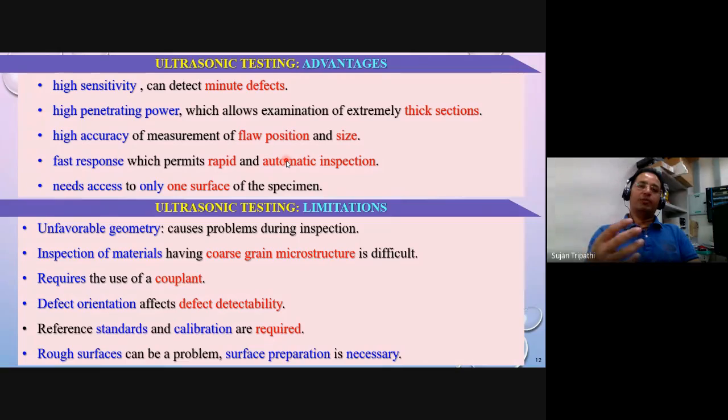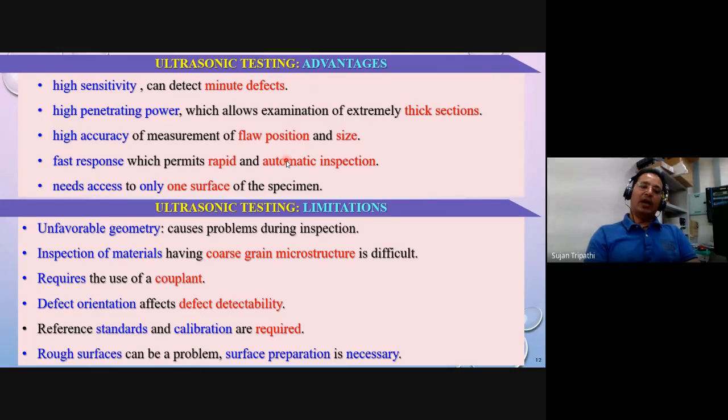If you consider the pipe, you cannot enter into the pipe. So we need to measure the thickness from only one surface, from the outer side. So this is the advantage. And what are the limitations? What are the disadvantages of these methods?